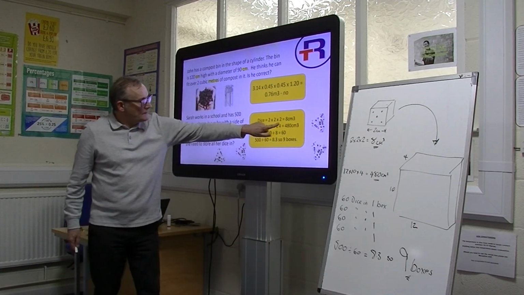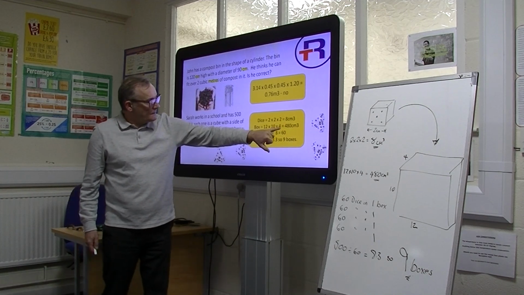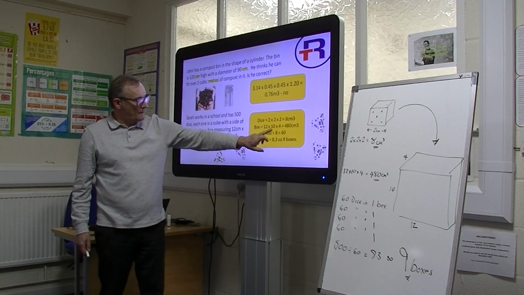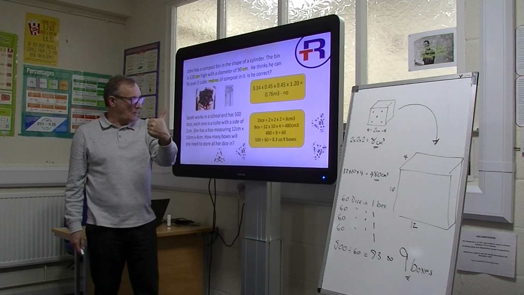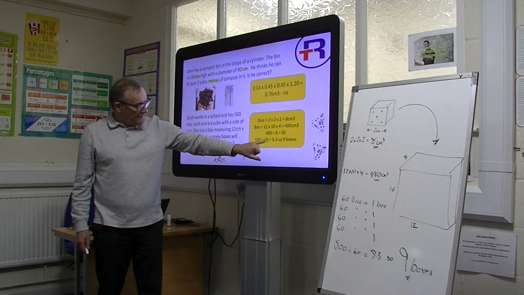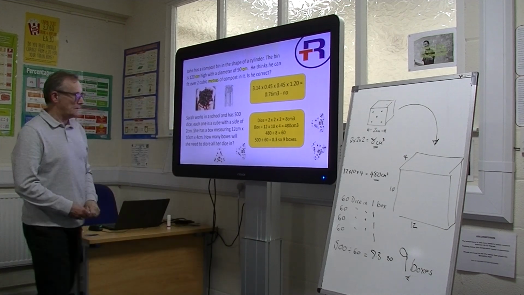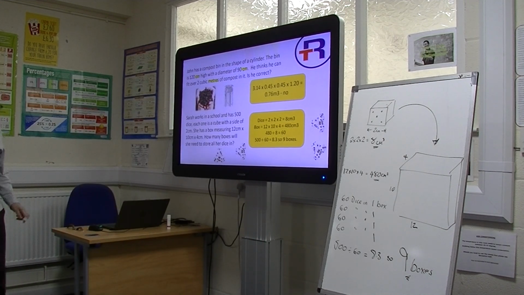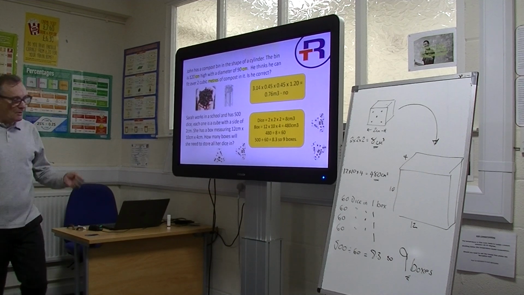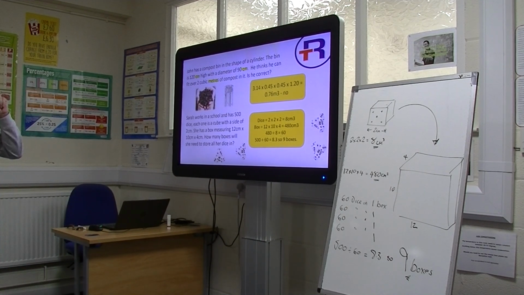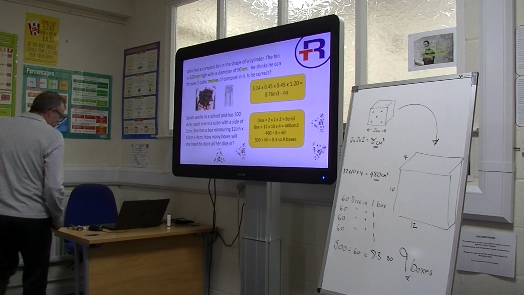So, dice: 2 times 2 times 2, which is 8. The box: 12 times 10 times 4, which is 480. 480 divided by 8 is 60. 60 dice in one box. Take the 500 divided by 60 is 8.3, so we'd actually need 9 boxes. Okay. So far so good. Brilliant. We're doing well.